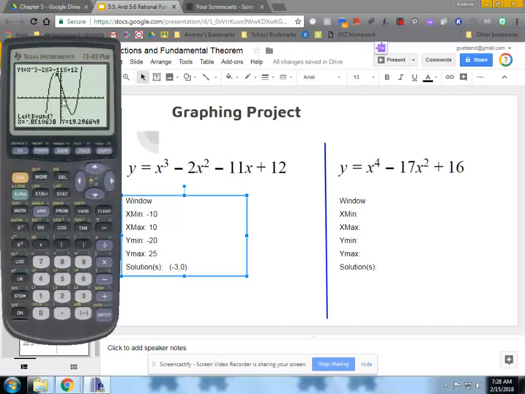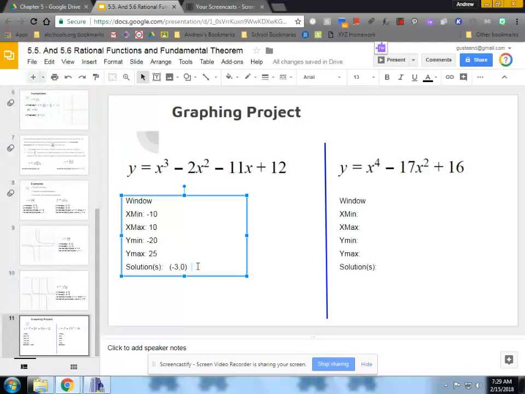I know there's a 0 over here, so I'm going to use the arrows to go somewhere left of it. That's left of it. Then I'm going to go a little bit right of it. And I'm going to get a guess right about there. Push enter. 1, 0 is another solution to this cubic. There we go.